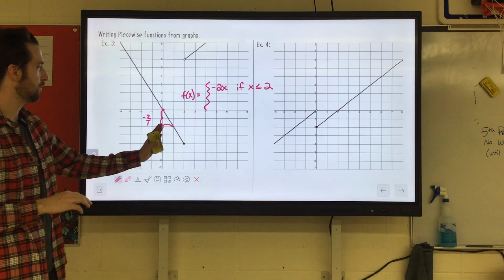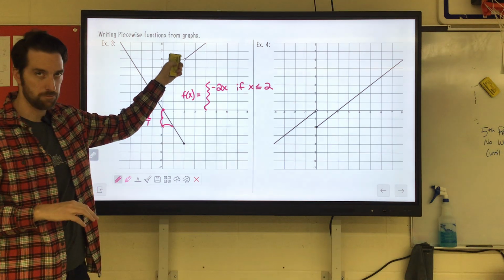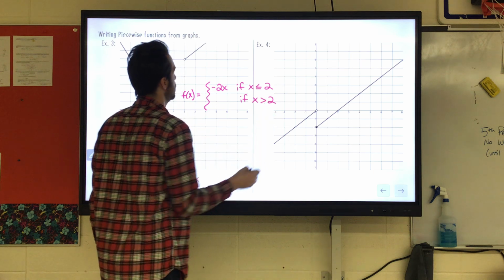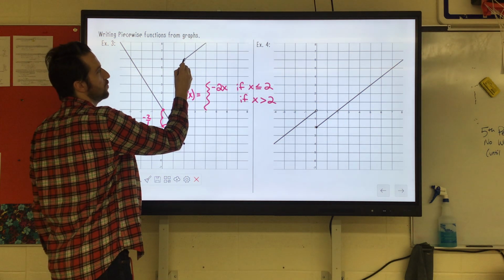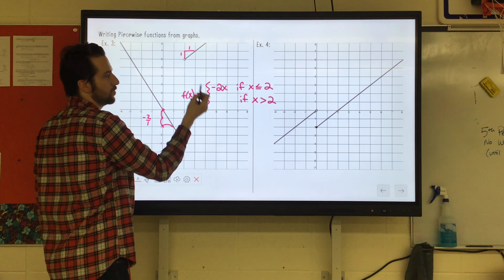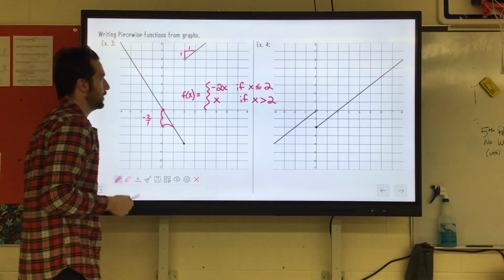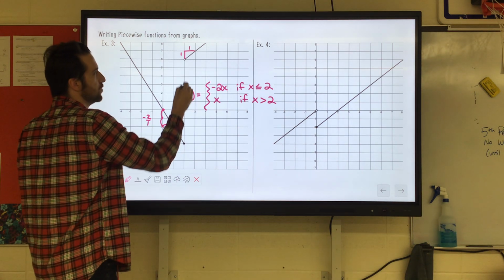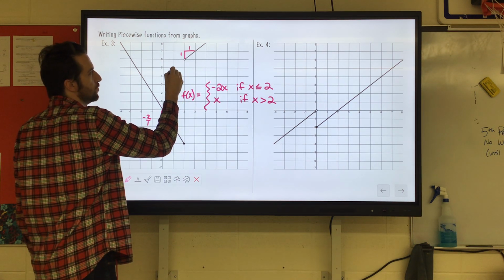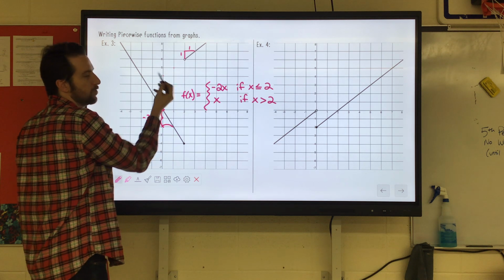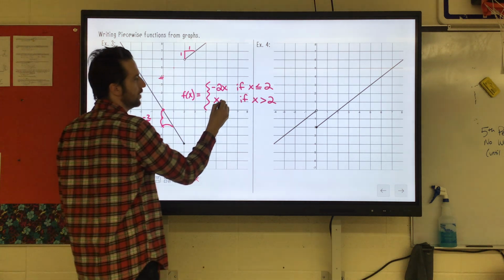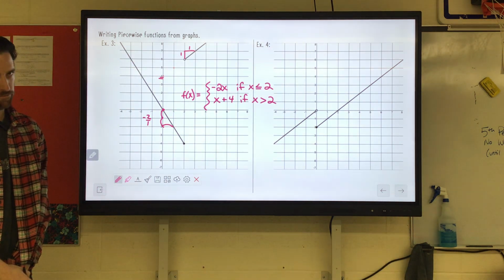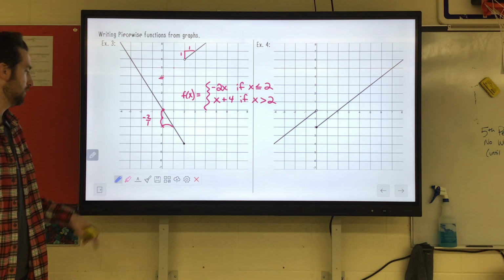Great. But once we are greater than 2, because it ends in an open dot, if x is greater than 2, this one's a little more challenging. So I see that the slope is up 1 over 1. So our slope is 1x. But what's the y-intercept? Well, we're going to have to figure that out with some backtracking. If we know the slope is 1, we could keep backtracking, go down 1 over 1 this way, and it would cross at +4. So that would be the y-intercept. So x plus 4. Unbelievable. That was a challenge. So let's try this one.